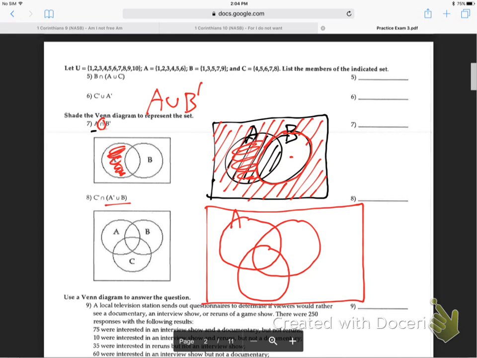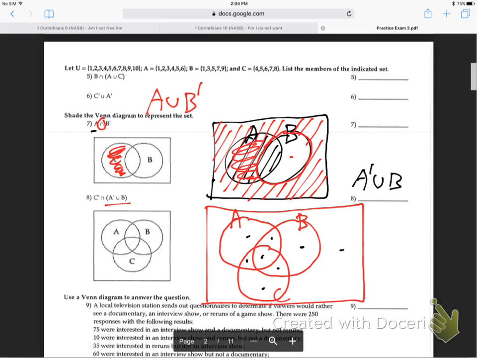All right, A, B, and C. Here we go. Let's start with the parentheses, and let's do not A union B. I suggest you could do dots. It might be easier because it just gets so messy with shading. If you count them, there are 8 basic regions, including the outside.